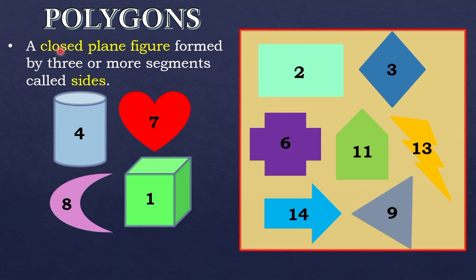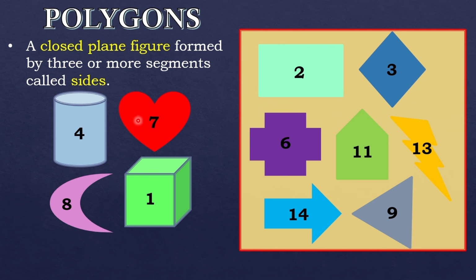So, these are all closed figures. But as you can see, it must be a plane figure. So, closed plane figure. When we say plane, it must be a flat surface. In other words, it must be two-dimensional. Ibig sabihin, meron tayo ditong cylinder at meron tayo ditong cube. So, these two are not polygons, because these are examples of three-dimensional figures or shapes.